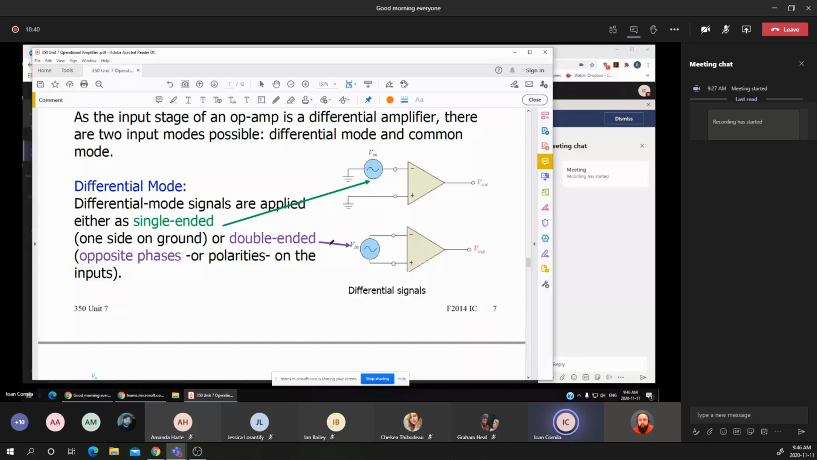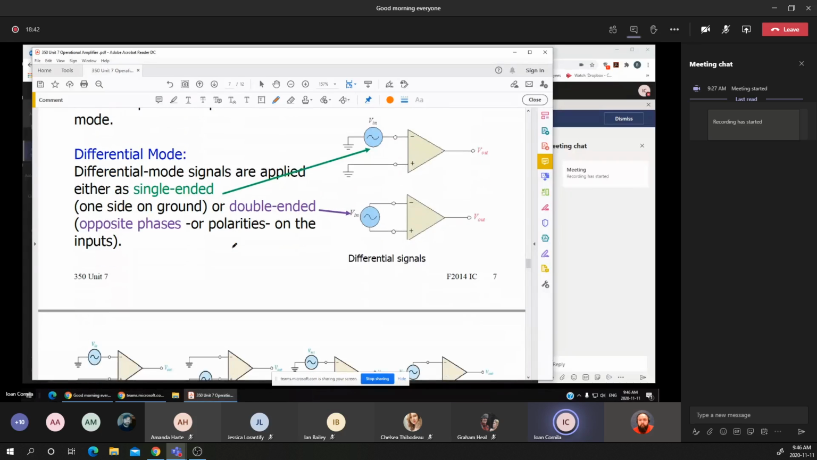The double-ended mode, or the double-ended differential amplifier, has the same voltage source, but it's applied between the two inputs. You notice that in the first configuration, it's single-ended, which means that the voltage source is connected between one of the two inputs and the ground. For double-ended, the same input voltage is applied between the two inputs.